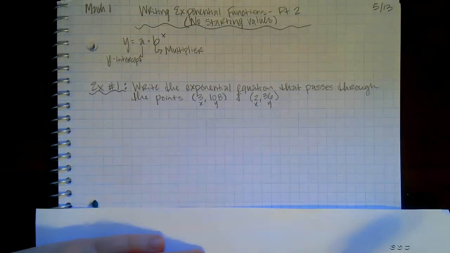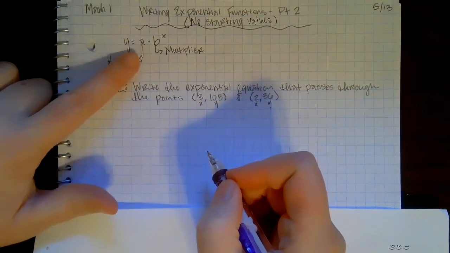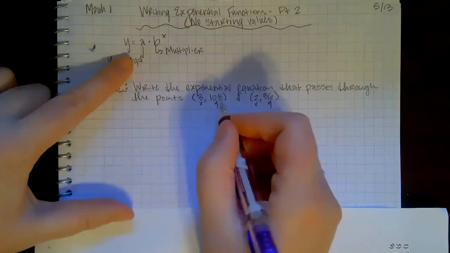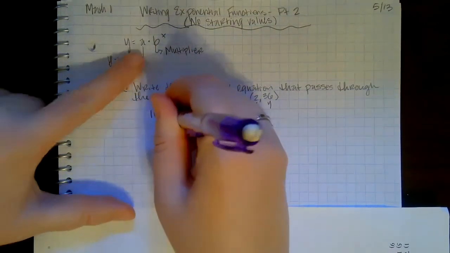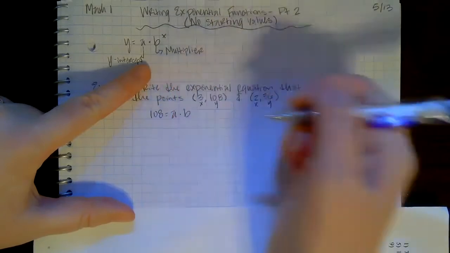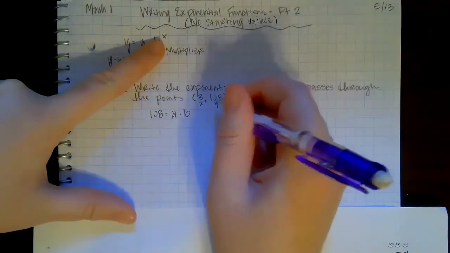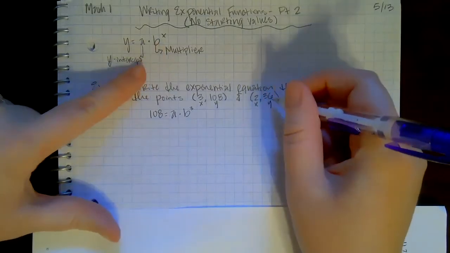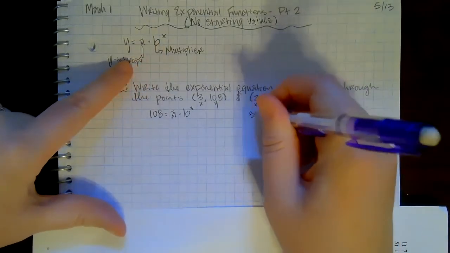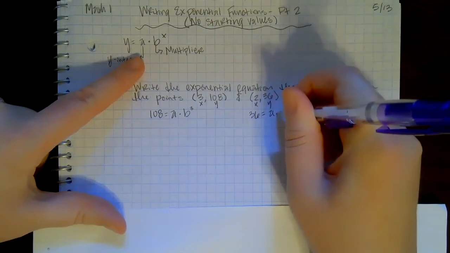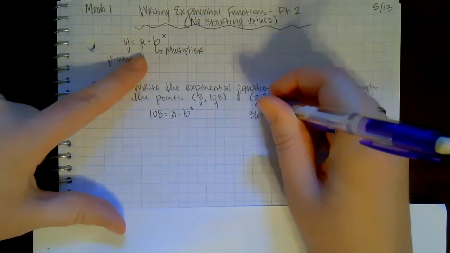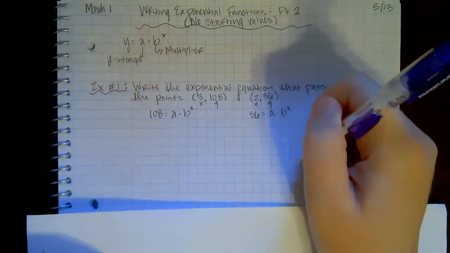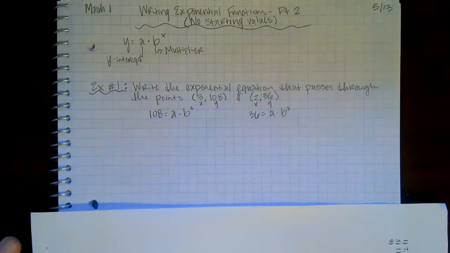So what I'm going to do is substitute them each into two separate equations. I'm going to do the first one for this one. So y, which here is 108, equals, I don't know a, I don't know b, and then x is this one here, which is 3. Same for this one. I'm going to substitute in y is 36 equals, I don't know a, I don't know b, and x is the 2.